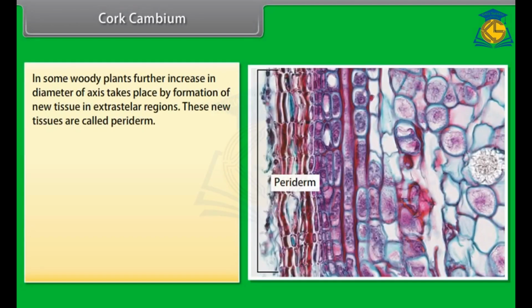Cork cambium. In some woody plants, further increase in diameter of axis takes place by formation of new tissue in extrastellar regions. These new tissues are called periderm. Periderm is made up of three tissues.